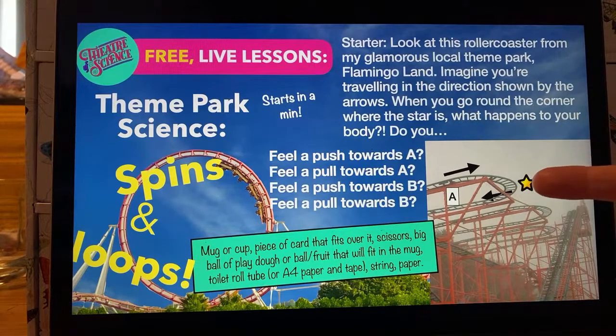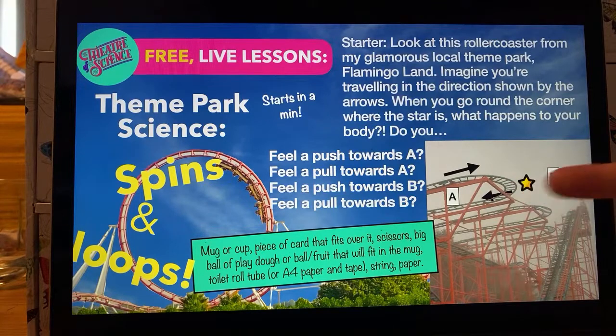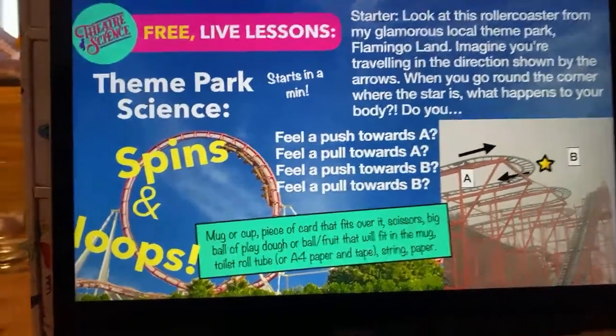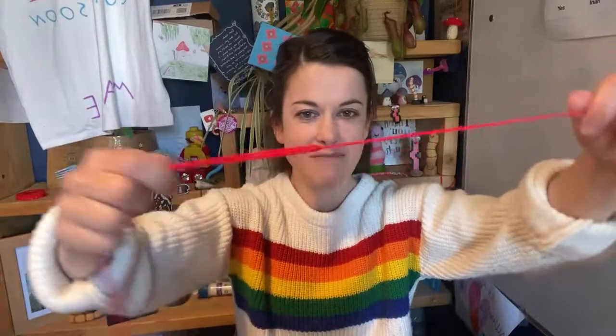Do you feel a push towards A? Do you feel a pull towards A? Do you feel a push towards B? Do you feel a pull towards B? Are you getting flung outwards or are you getting flung inwards? Basically, that is what I'm talking about. I'm not going to tell you. We're just going to talk about forces and then I'll tell you. If you've got a piece of string with you, just get it.